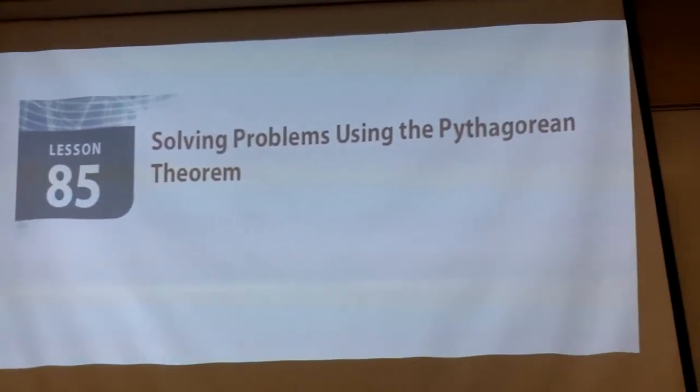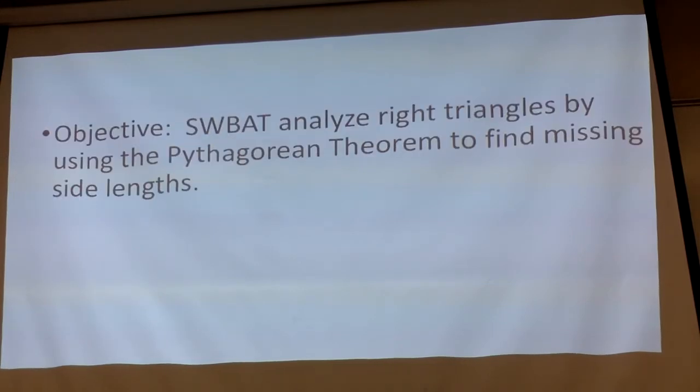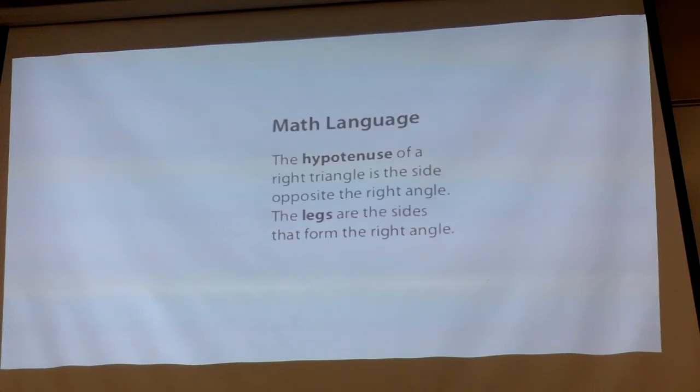Okay, here's our objective for today. Students will be able to analyze right triangles by using the Pythagorean theorem to find missing side lengths. Okay, we've done this before. We know all about it. What we do need to make sure that we remember and write down is our math language. And in our math language, we're talking today about right triangles.